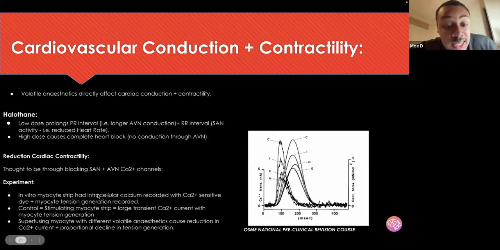And then they measured, first of all, the intracellular calcium rise using a calcium-sensitive dye. And then afterwards, you look at the myocyte tension that's generated as a result of that intracellular calcium rise. So if you look at control, which is demarcated with C, you stimulate it, you get that intracellular calcium rise, and then later you get the tension generated. But then afterwards, when you superfuse that myocyte with different volatile anesthetics, such as isoflurane, which is labeled I, or halothane, which is labeled H, you see that there's a reduction in that intracellular calcium rise, and you also see a proportional reduction in the tension generated.